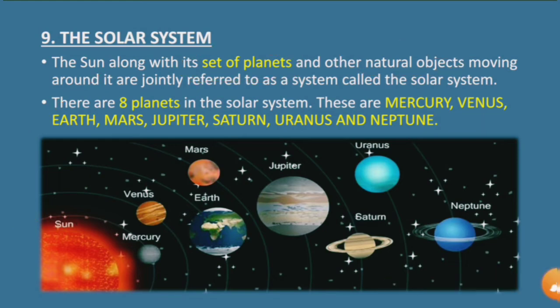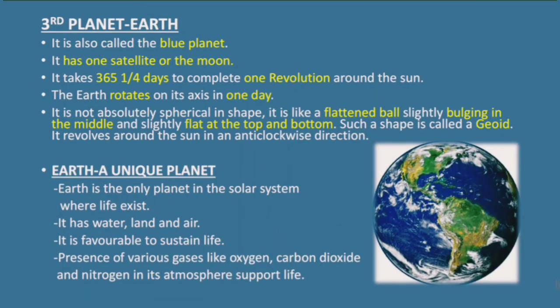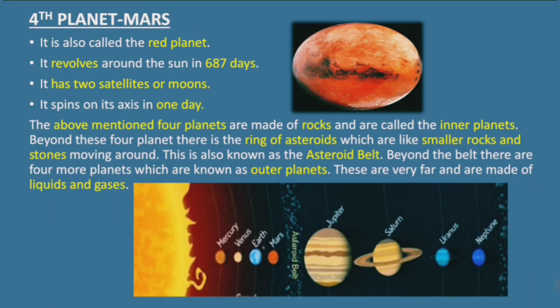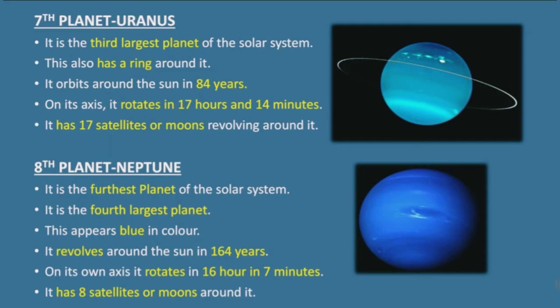Now you have very well understood about all the 8 planets. Okay, you can see these pictures also of the planets. The first planet Mercury, second planet Venus, third planet Earth, fourth planet Mars, fifth planet Jupiter, sixth planet Saturn, seventh planet Uranus, and eighth planet Neptune.